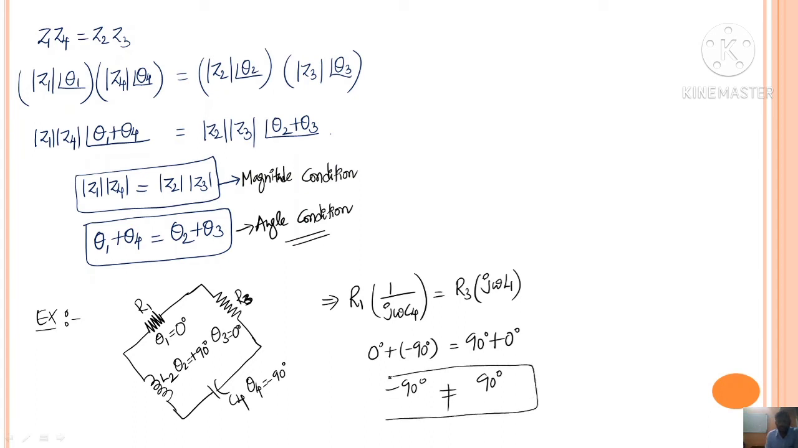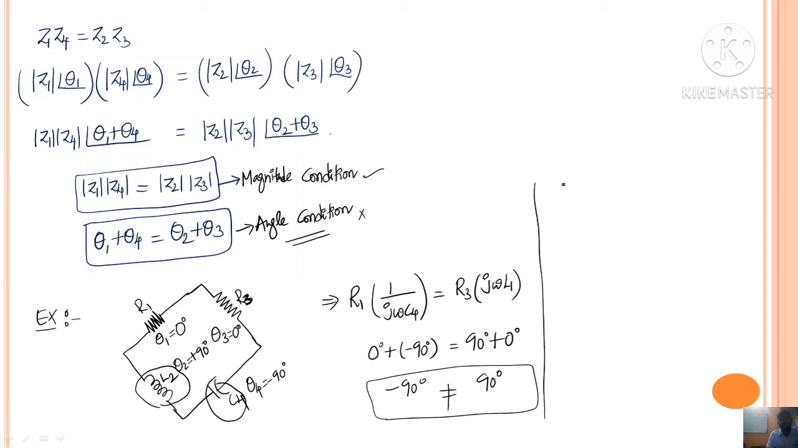When these two are not equal, whatever may be the capacitor value C4 and whatever may be the inductor value L2, the angle will not change, right? Because these two are pure elements, pure inductor and pure capacitor. Their magnitudes may change, so that you can get the magnitude condition satisfied, but the angle condition cannot be satisfied whatever may be the value of capacitance C4 and the inductor L2.